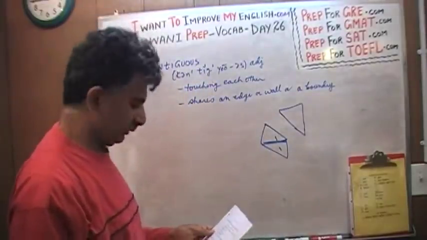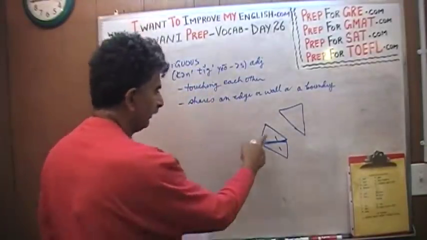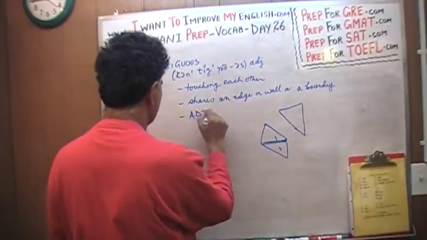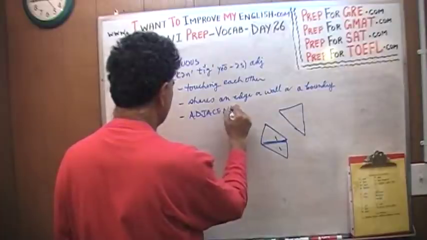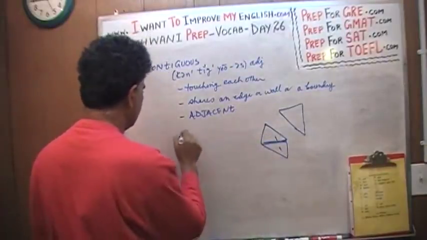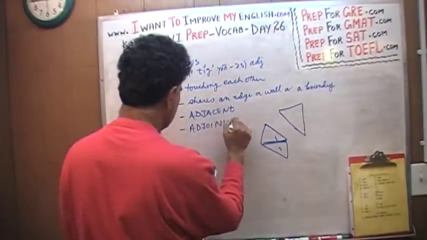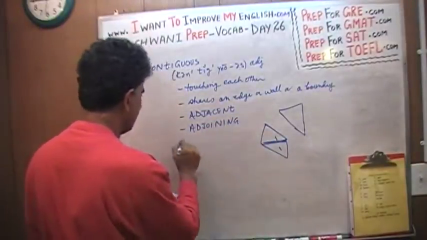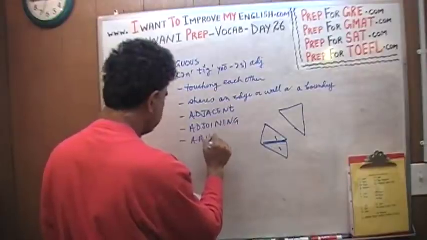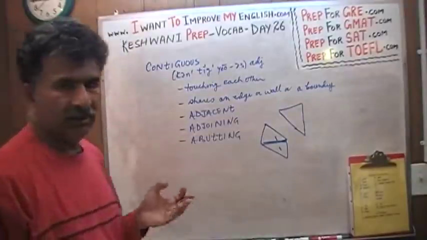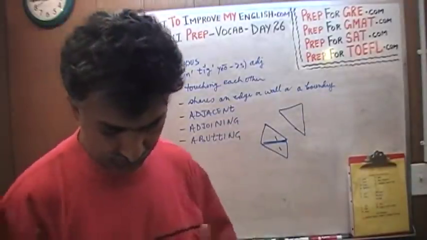The word is contiguous. As you can see, these two triangles are adjacent to each other. They are adjoining each other. They are abutting each other. It just means next to each other, touching each other.